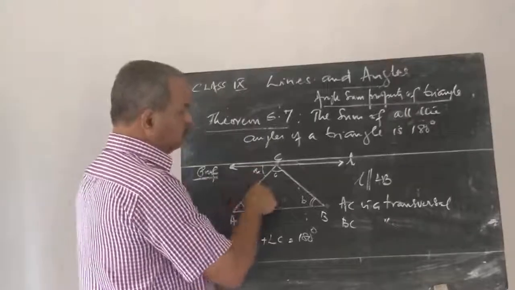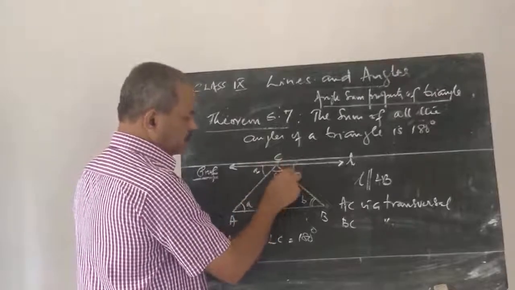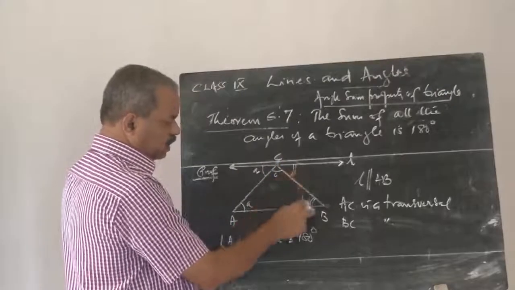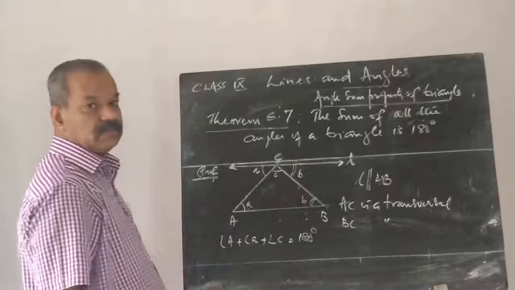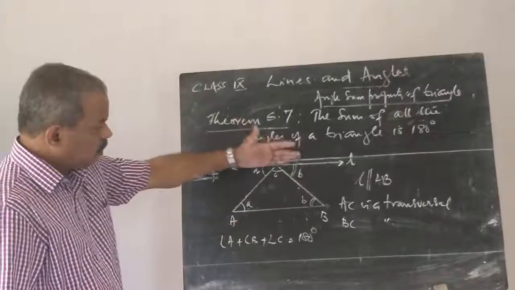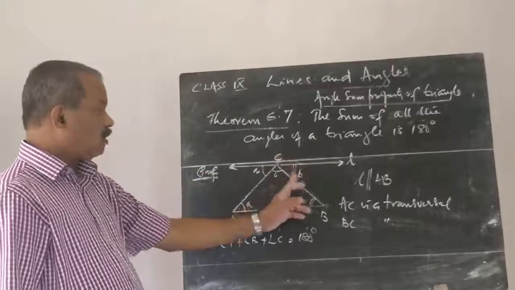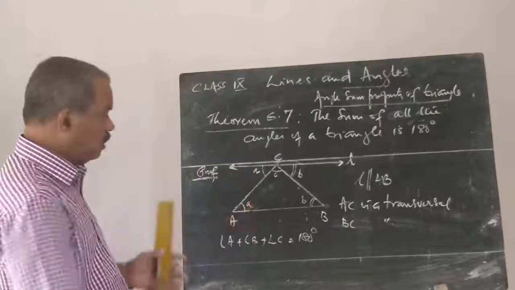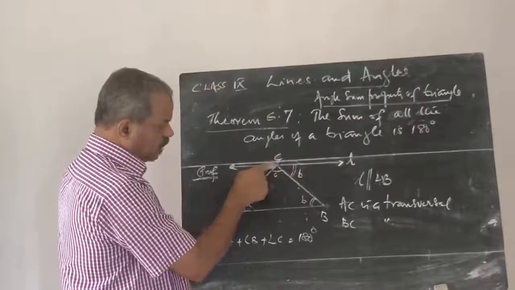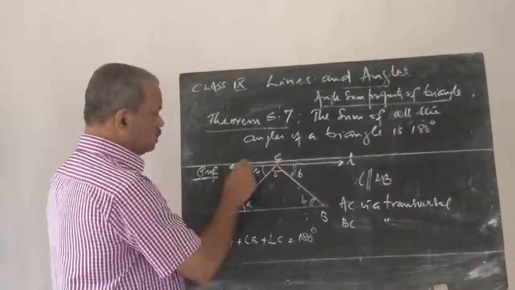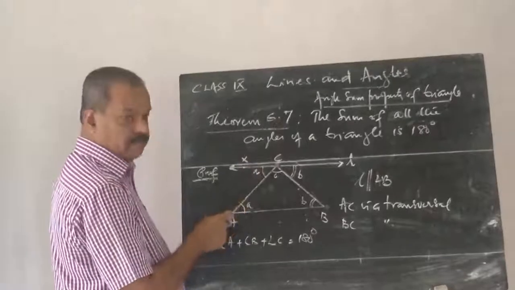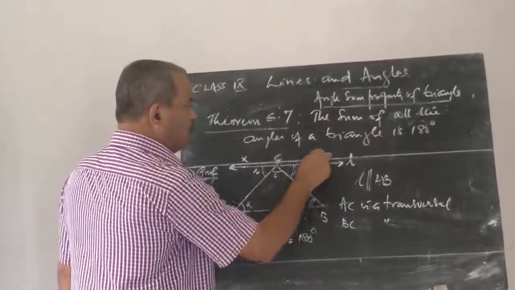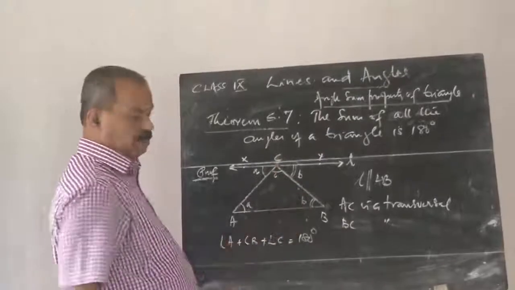Using the same argument, what is the measure of B? The measure of this angle is the same as B. Alternate interior angles. Since these two lines are parallel, the alternate interior angles so formed are equal. That is, the measure of angle XCA is the same as angle A. The measure of YCB is the same as B.